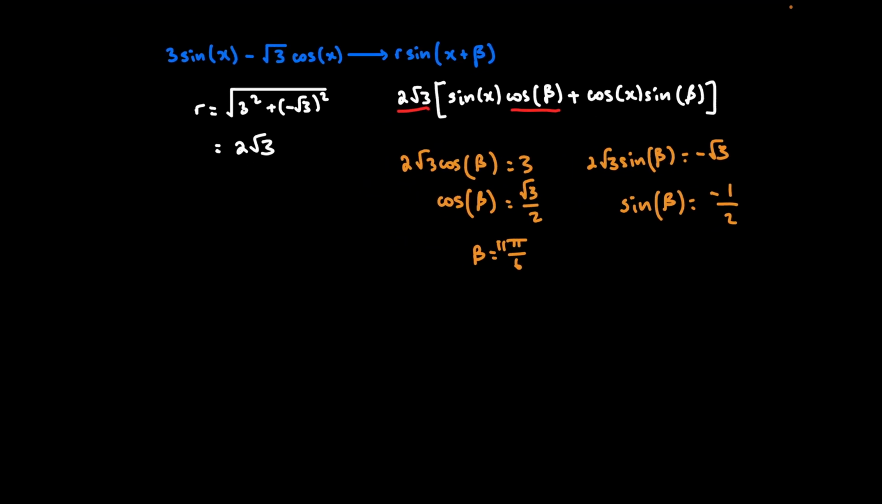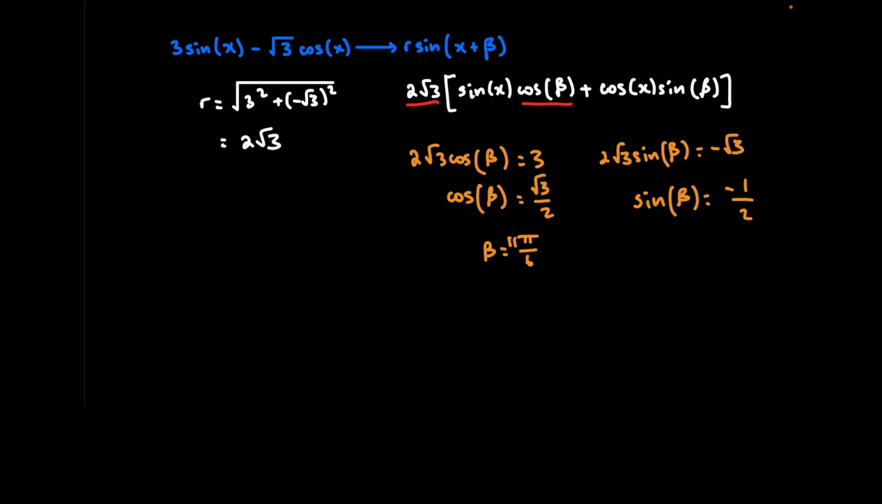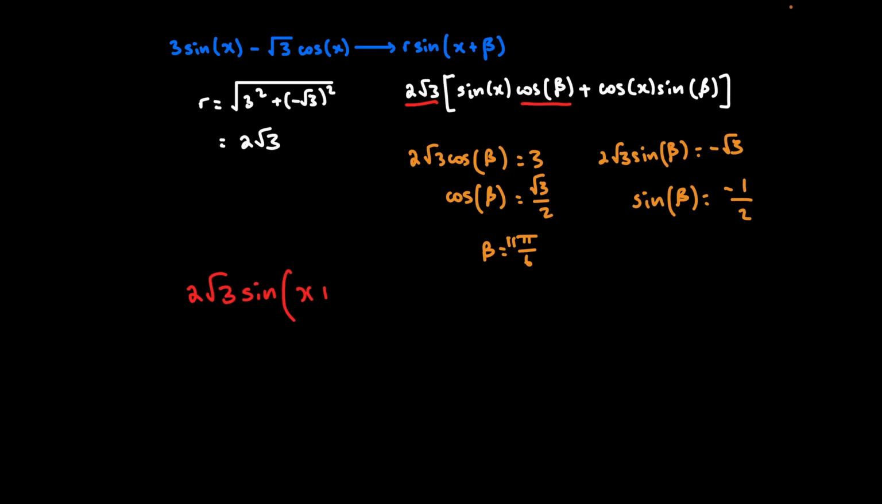So that means our final answer for this question is 2 square root 3 sine of x plus 11 pi over 6. It has to be plus 11 pi on 6 and not minus pi on 6 because they asked it to specifically be a positive value for beta.